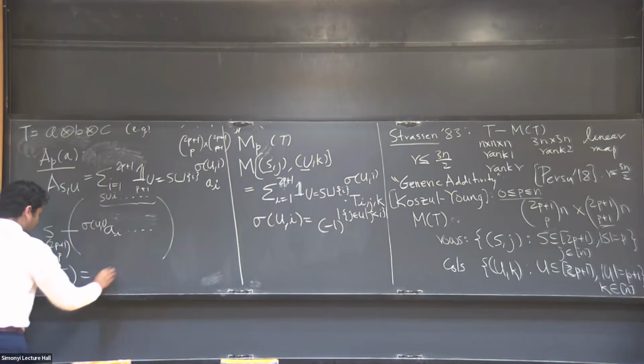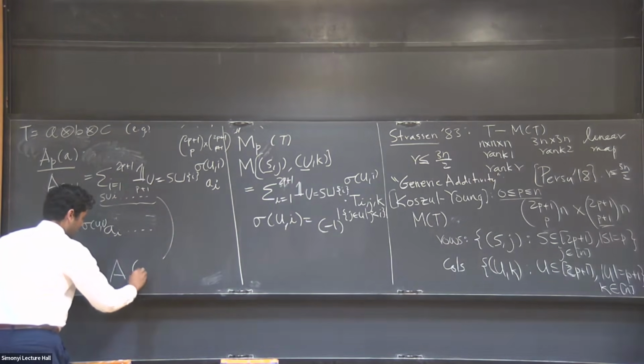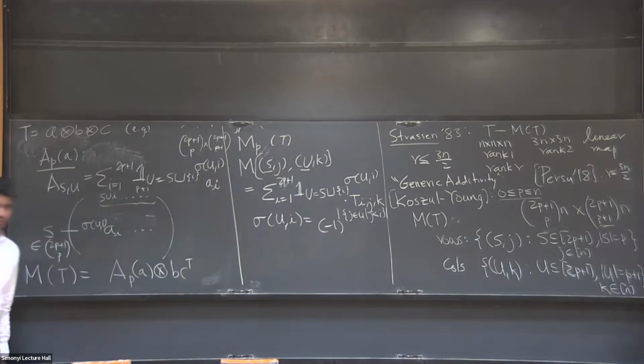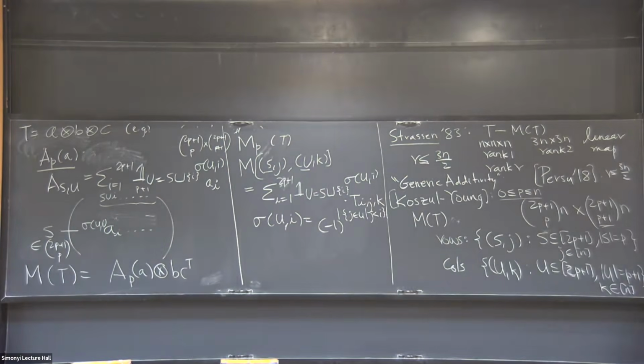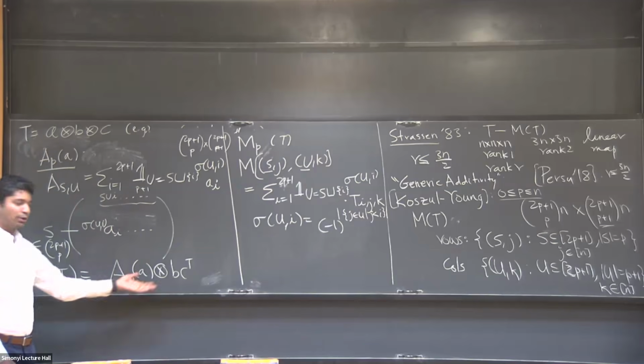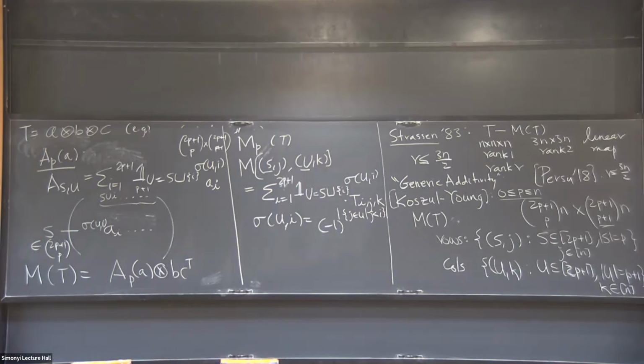M of T is AP of A canonical product with BC transpose. Okay, that's what it is. Maybe this is a little bit more visually easier to see, right? It's doing something to A, spreading it out around here, and then just looking at the matrix of the corresponding slice and taking the product.